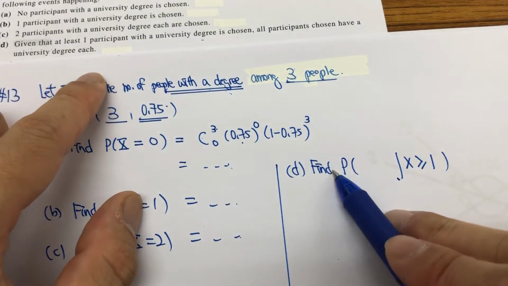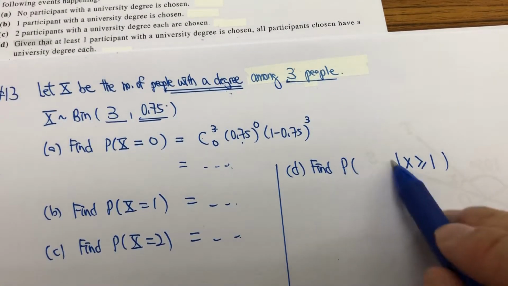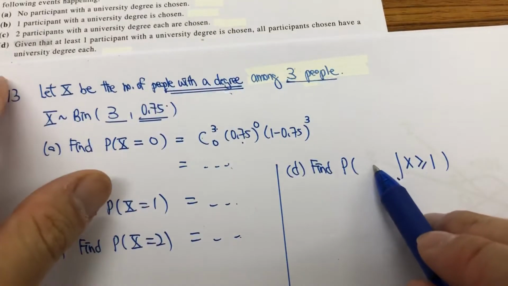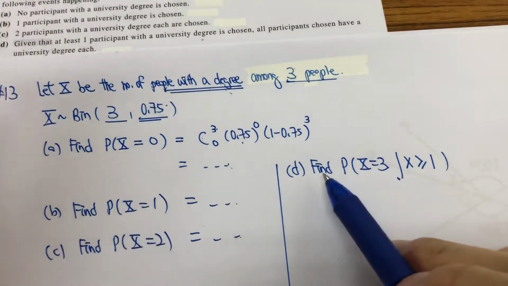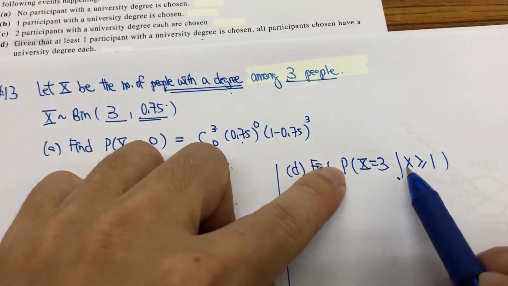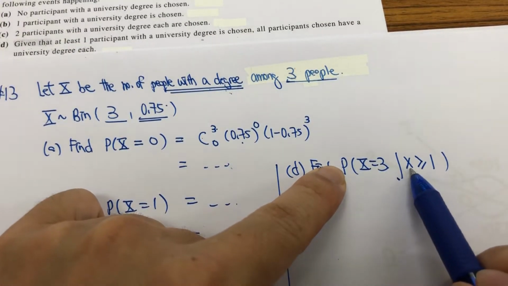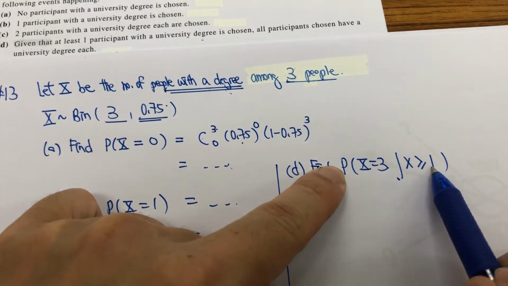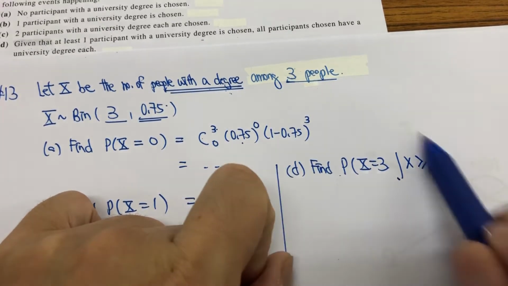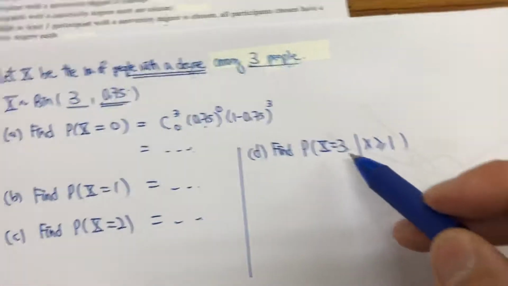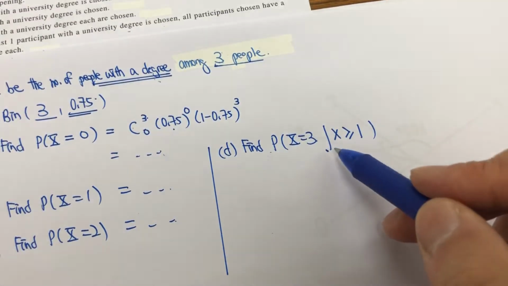We have to find the probability that all participants have a degree, so x equal to 3. Given that at least 1 of them has a degree, we have to find the probability of all of them having a degree. So this is the situation. Remember how to deal with this? How do we call this?